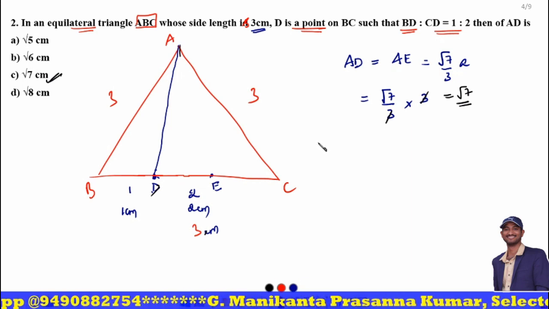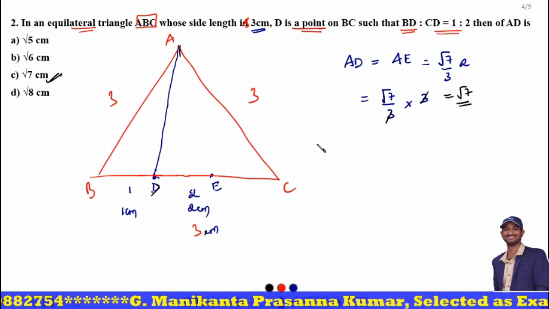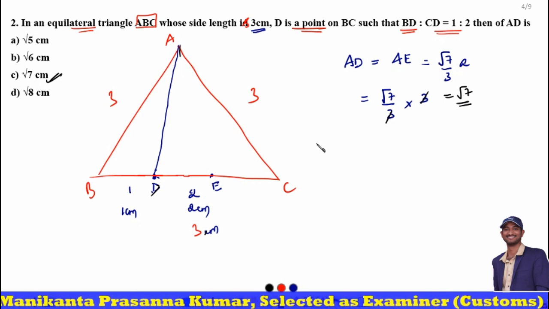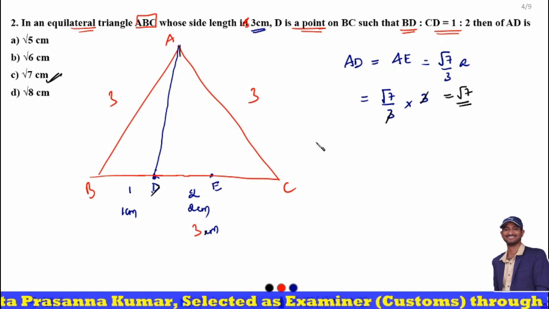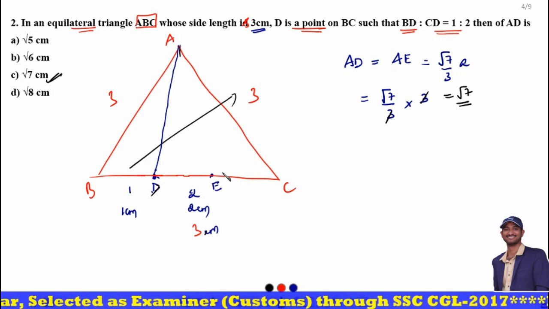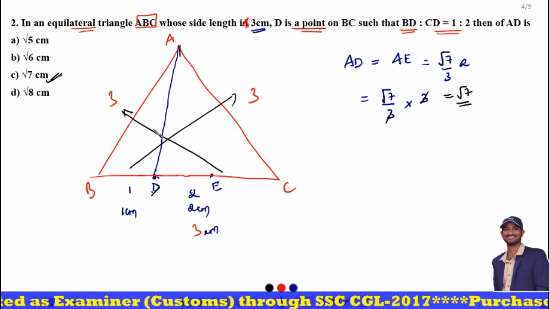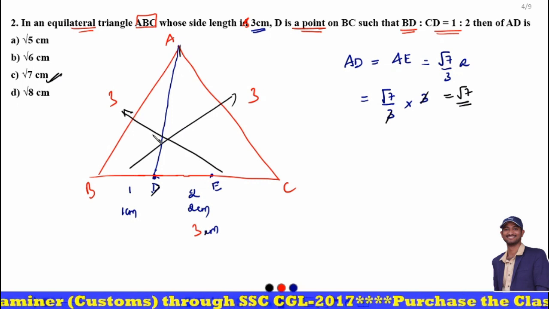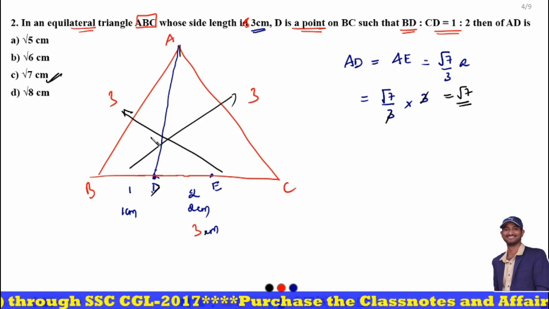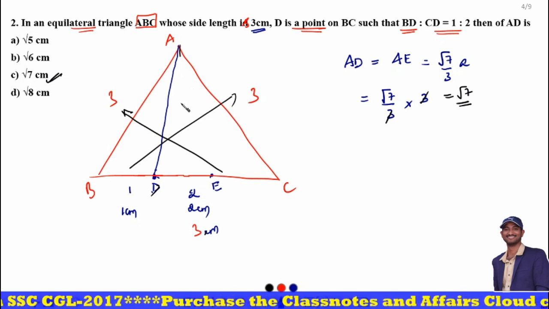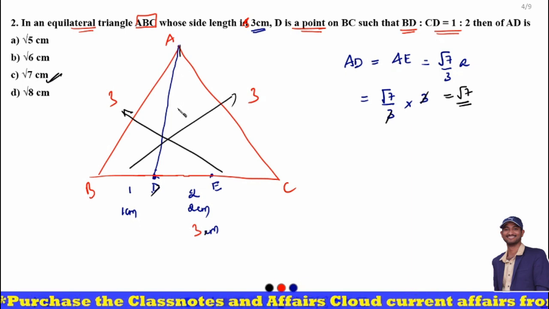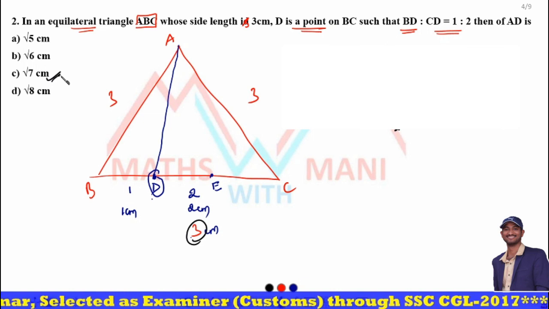Otherwise, using Stewart's theorem also you can do it. If anybody of you remembers Stewart's theorem, that is a squared x plus b squared y is equal to c into z squared plus xy. If you remember that, you can easily solve the problem with Stewart's theorem also. Otherwise, how do you solve this?